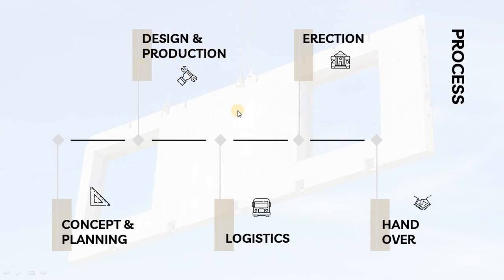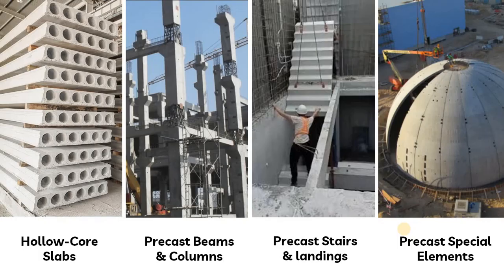After the production, the elements will be transported using special vehicles, which is known as the logistics part, and then the special trailers will be moved to the site where the elements will be offloaded from the trailer, and then erected on site. After the erection, the finishing work will be done, and then it will be handed over to the client. So this is the single line process for the precast technology. We will go through each and every activity on our further slides.